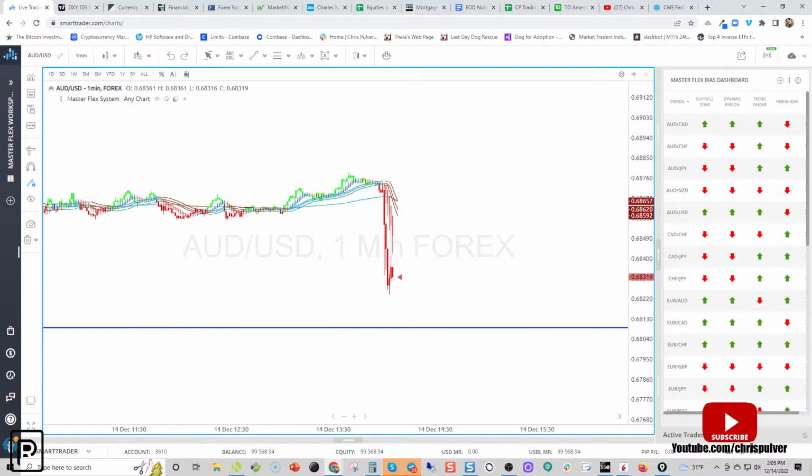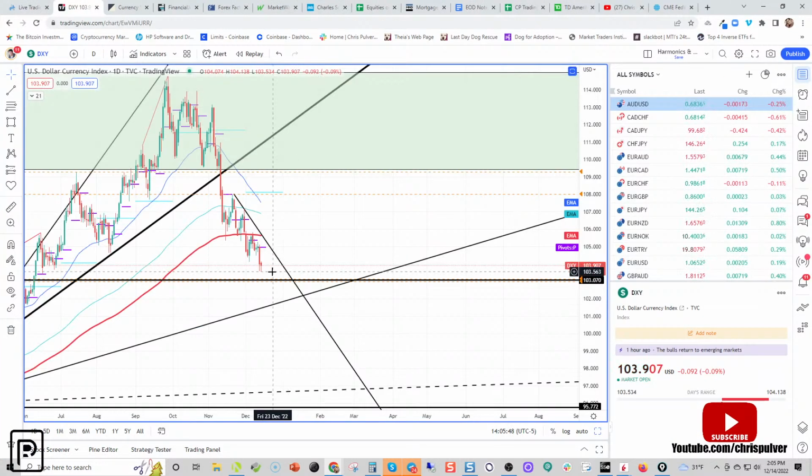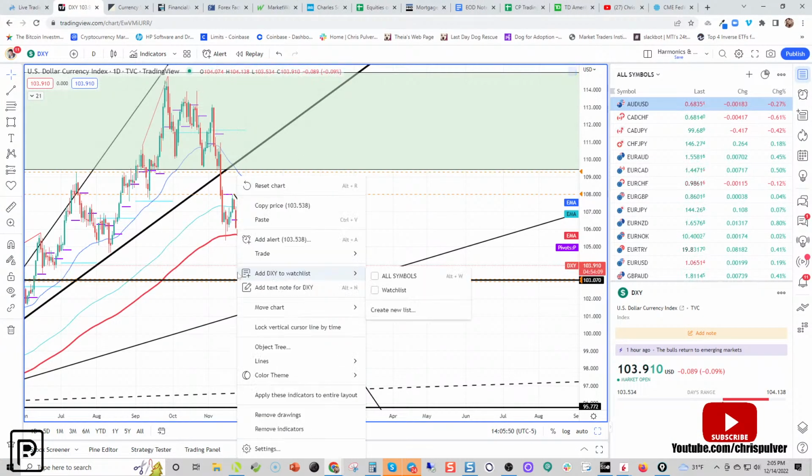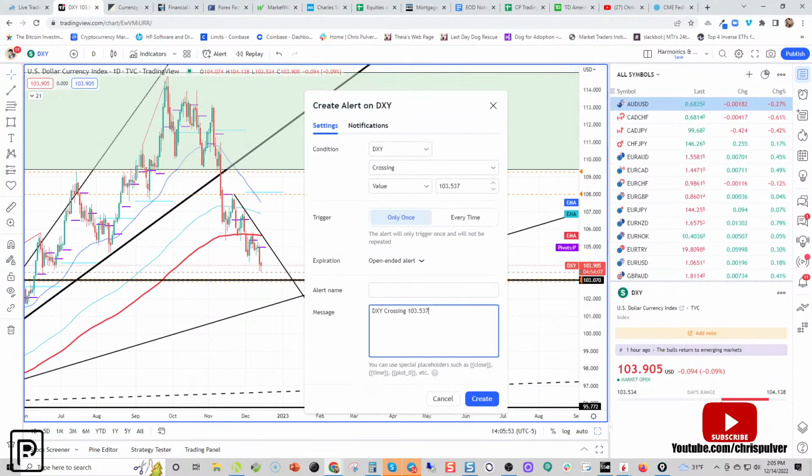Okay. All right. Good stuff. Okay, so I'm going to keep an eye on that one. So that's Aussie dollar. DXY possibly pushing just a little bit lower. Let me see if I can set a chart alarm here. That's 103.53. This will be back to the lows on the DXY.